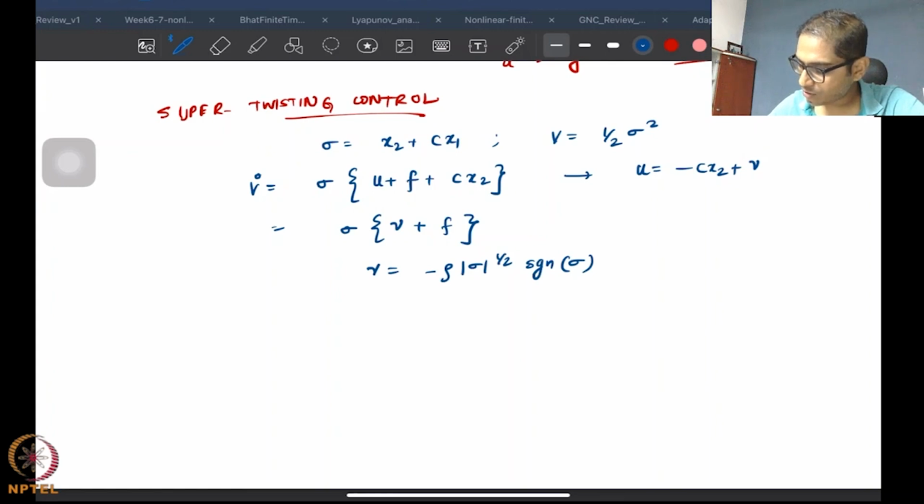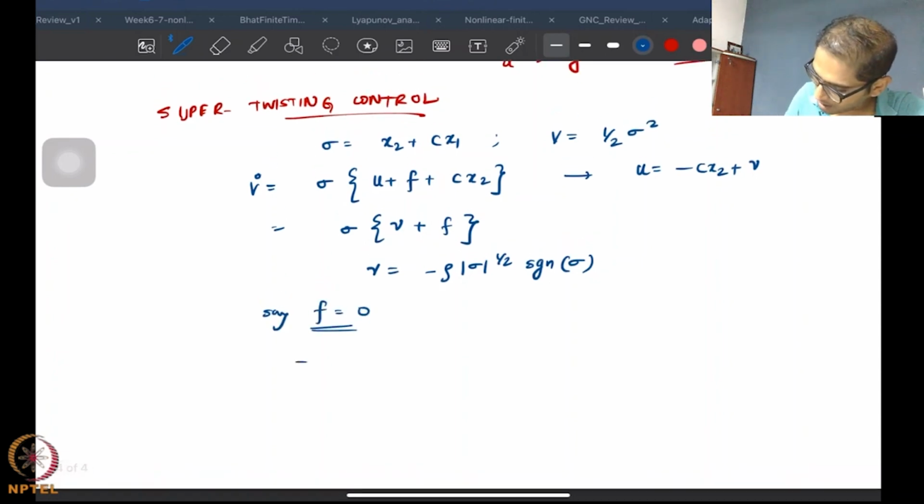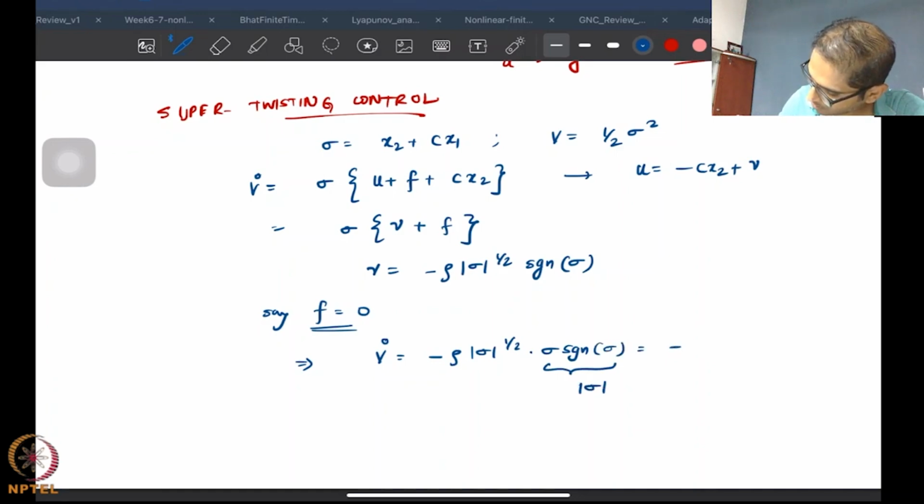All right, minus rho sigma to the power half signum sigma. Now let's consider for a moment, say there is no disturbance at all. Say f is in fact 0. Then what happens is that v dot becomes minus rho sigma to the power half times sigma signum sigma, which is basically, this is just the absolute value of sigma, so this is just minus rho sigma to the power 3/2. This is what you have.